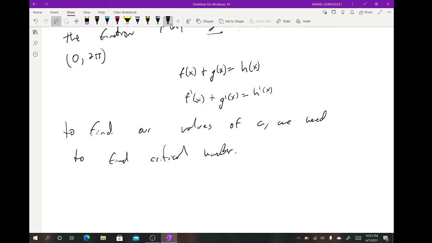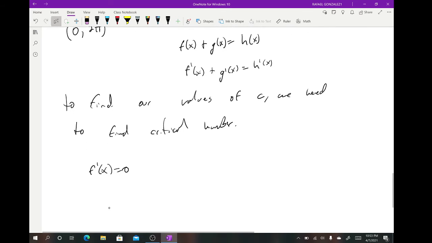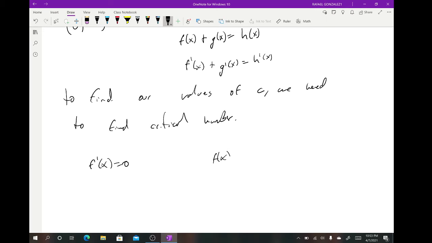So what do we need to do? We need to solve the equation f prime of x being equal to 0. We don't know what f prime of x is because we have not computed the derivative yet. We could find that out now. So let me just rewrite f of x. f of x is equal to 1/2 x minus sine of x. That means that the derivative is equal to simply 1/2 minus the derivative of sine, which is cosine, so minus cosine of x.